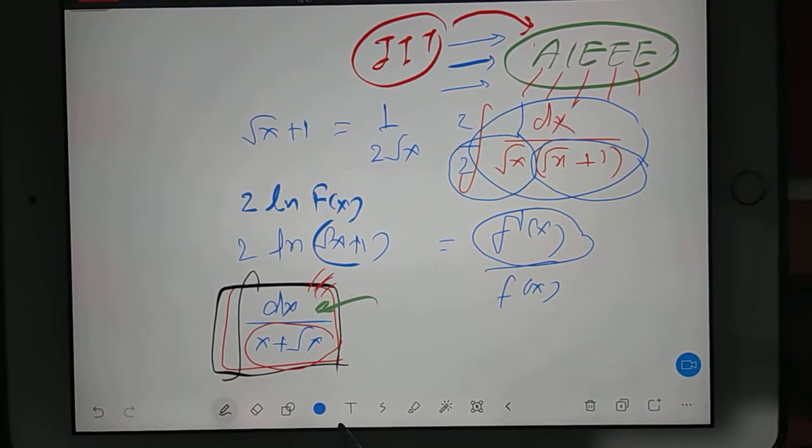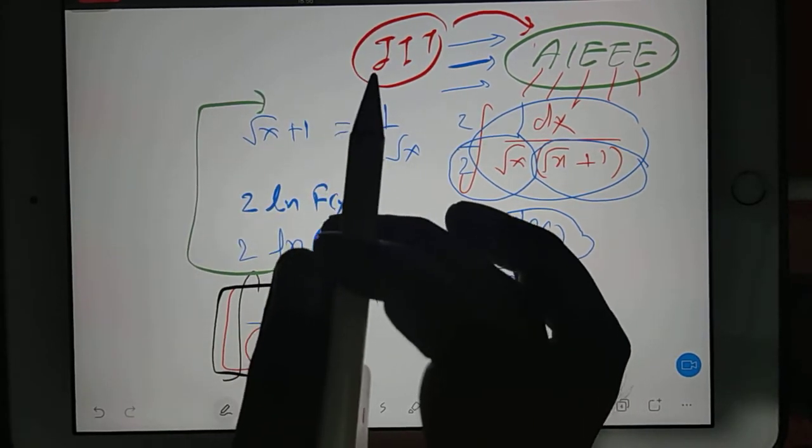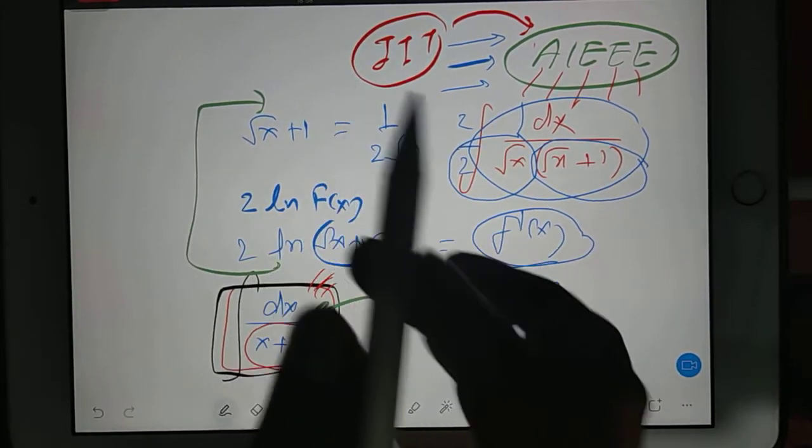Okay, I hope you are understanding why the integration formula is important. Even if you understand the differential equation, if you are weak in integration formulas, it may disturb you. Okay, I'll change the page.